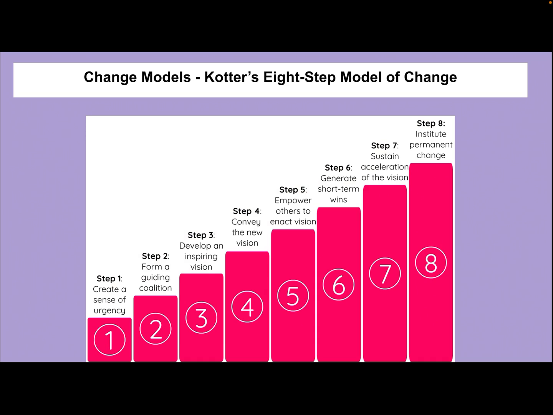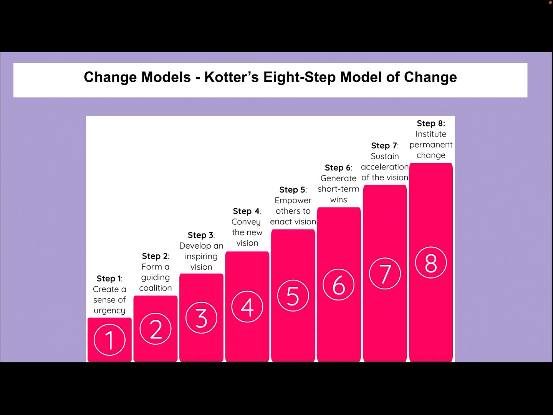All right, the last model of change is Kotter's 8-step model of change. In this one, there's obviously more than just the 3 steps. We start by creating a sense of urgency. Why do we need to change right now? Then form a guiding coalition. You want to get people in on this. The coalition is getting more people in on your plan to change. The more people who join, the better. Power in numbers. Then develop an inspiring vision.